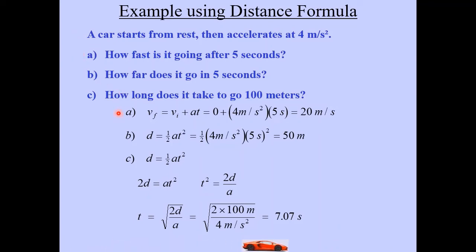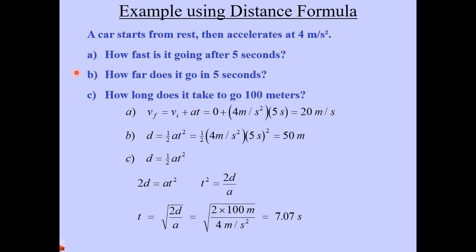So let's do this one. Well, we know that the final velocity is equal to initial velocity plus at. We can use this formula, and in fact it's not even that difficult because the initial velocity of the car is 0, so we can just scratch off that term. So our final speed is just acceleration, which is 4, multiplied by the time, which was 5 seconds. So 4 times 5 is 20. So our speed after 5 seconds is 20 meters per second.